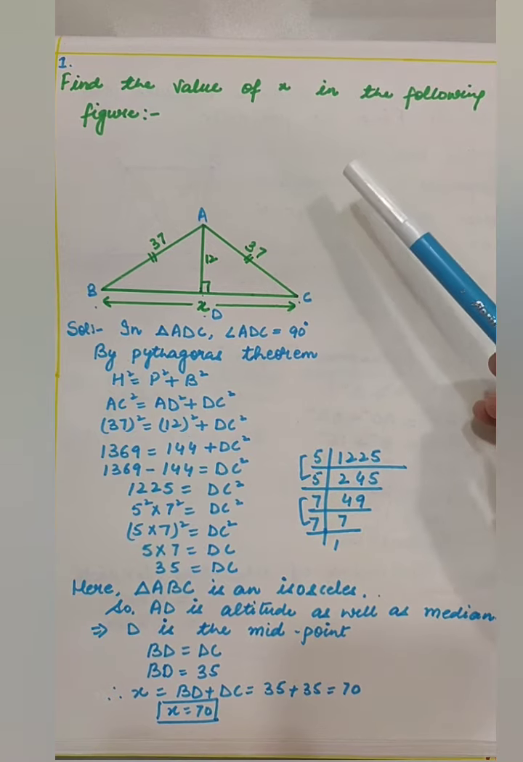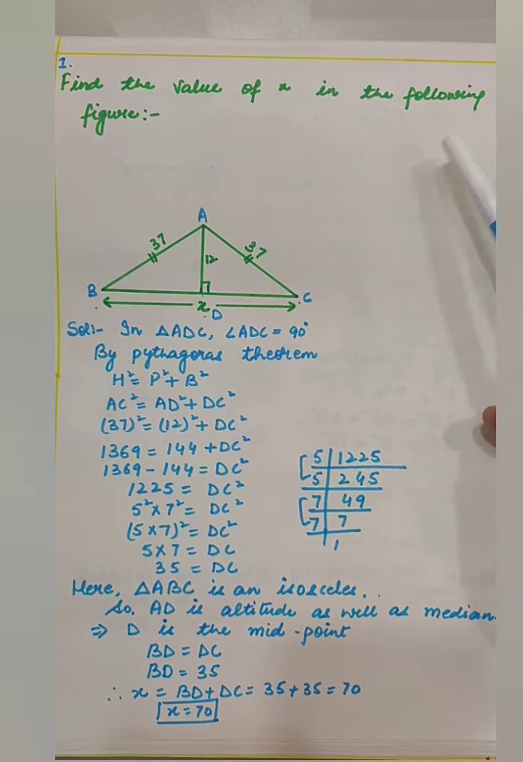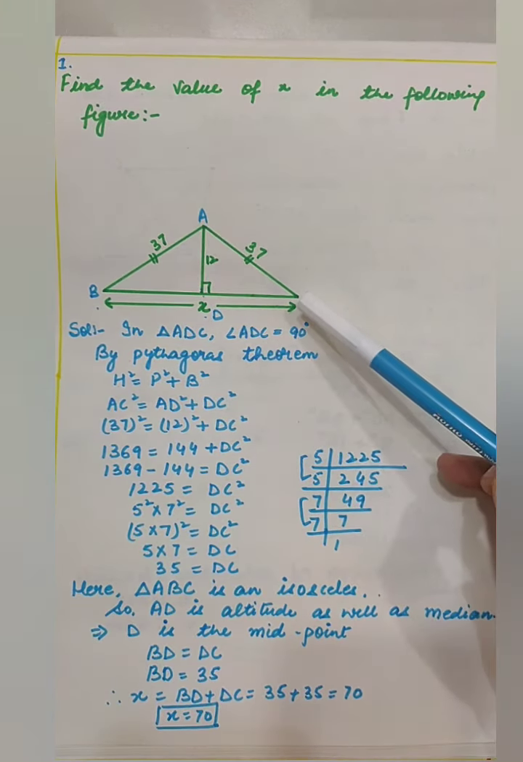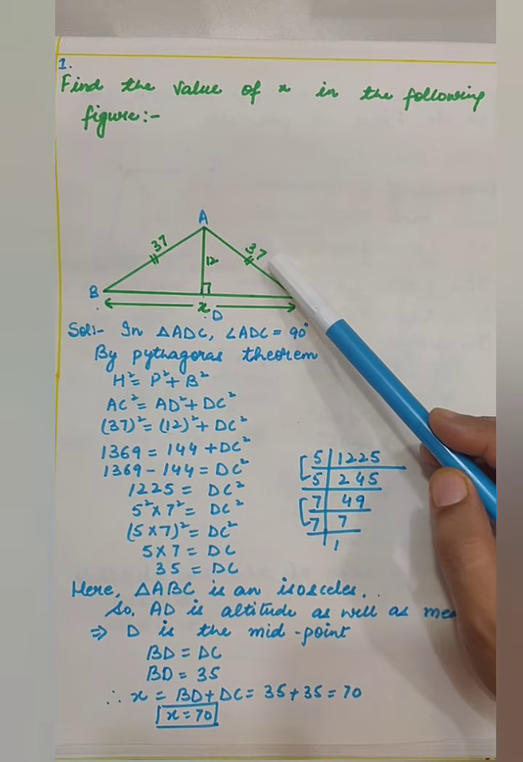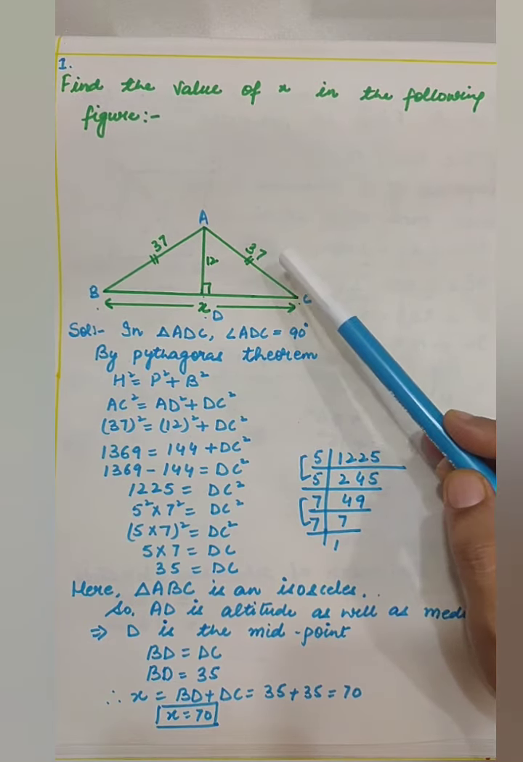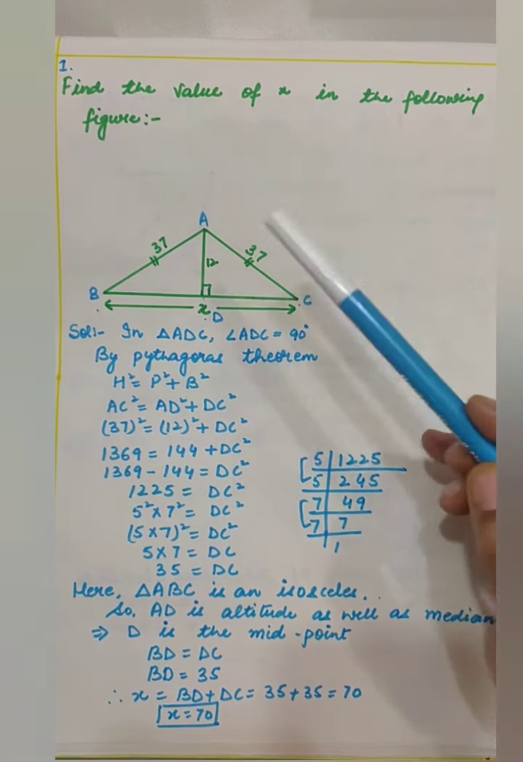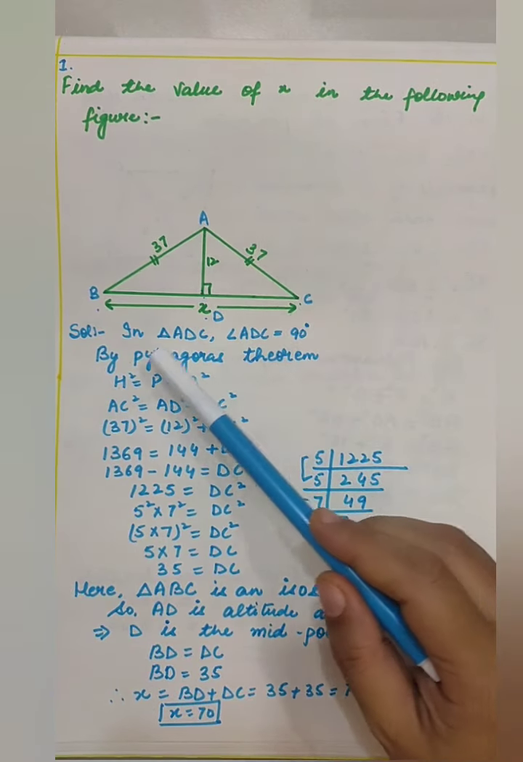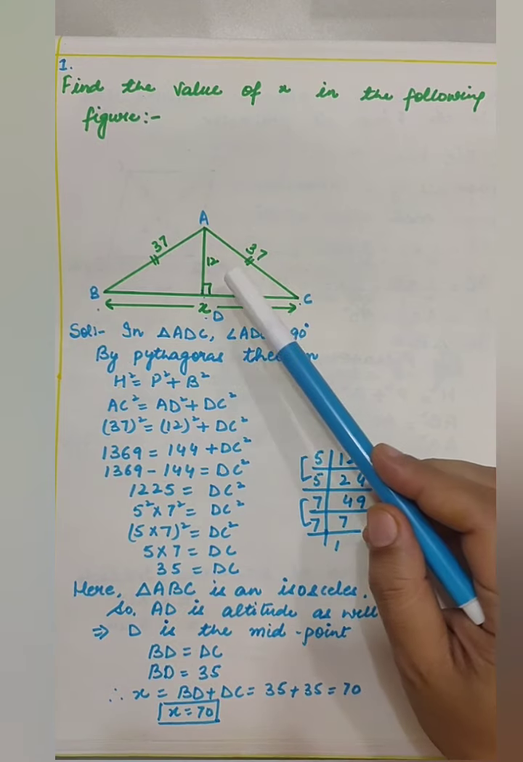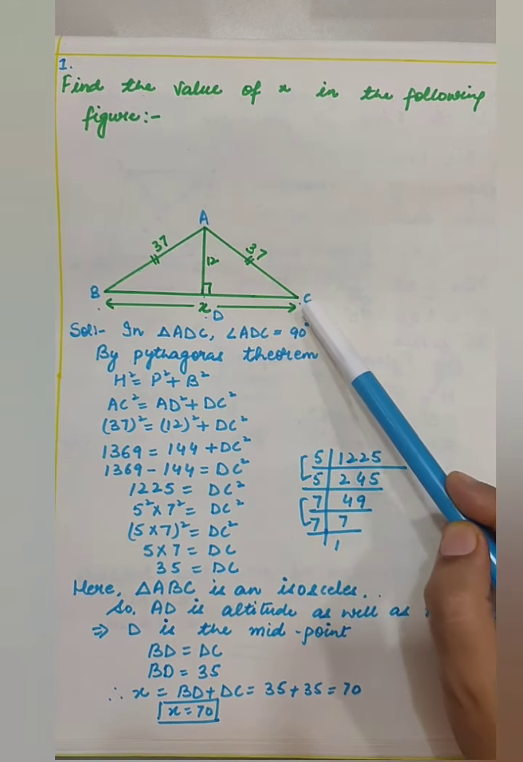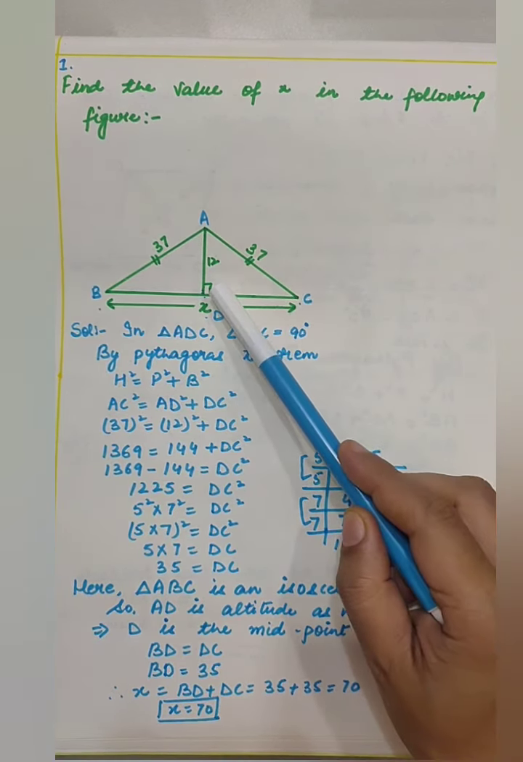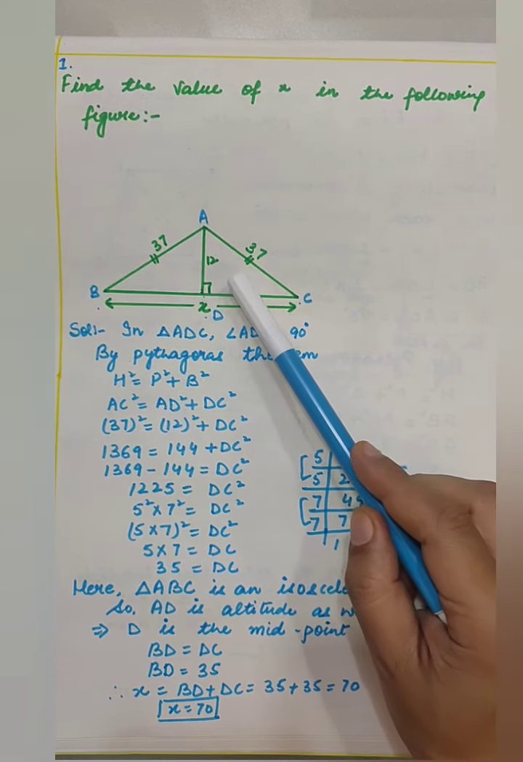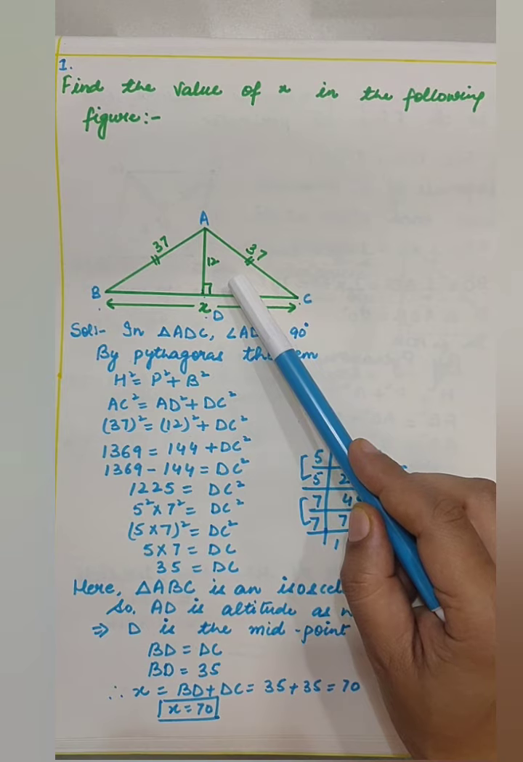Question number 1 is: find the value of x in the following figure. Here the triangle ABC is given in which two sides are of the same length. So that means this is an isosceles triangle and here the altitude is 12 units. So in triangle ADC, this angle is 90 degrees. So this becomes a right angle triangle and we can apply the Pythagoras theorem's result here.